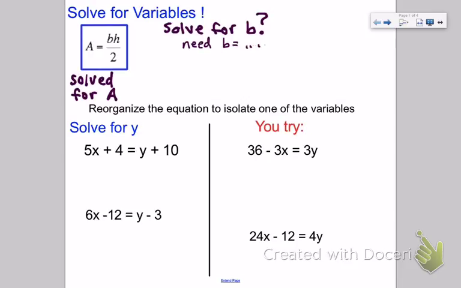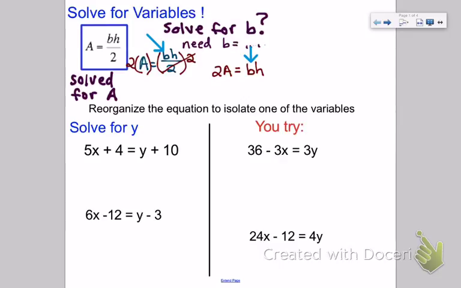So if we have a equals bh over 2, I need to identify what I'm solving for. I am solving for b, so I don't want to touch b until the very end. The first thing that I can do, I need to move that 2. In order to do that, I need to multiply because it's the opposite operation. Whatever I do to one side, I do to the other. So from there, I have 2 times a equals, the 2 and the 2 cancel, and I have b times h.